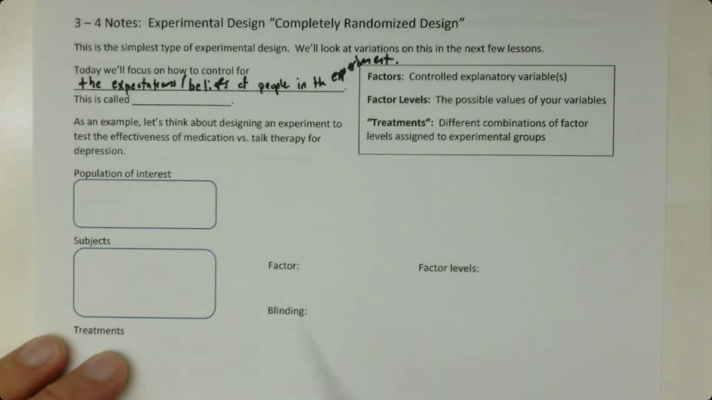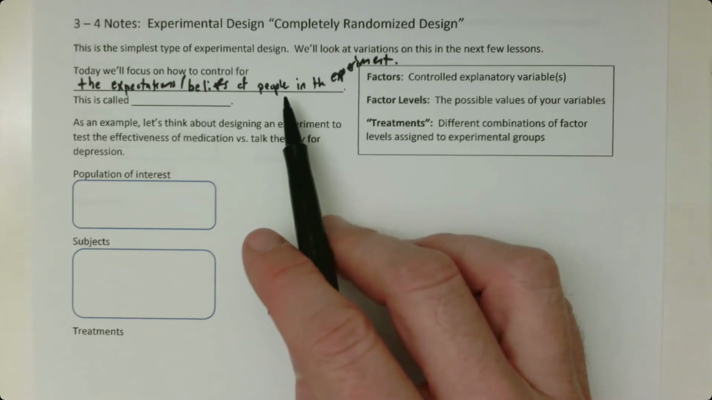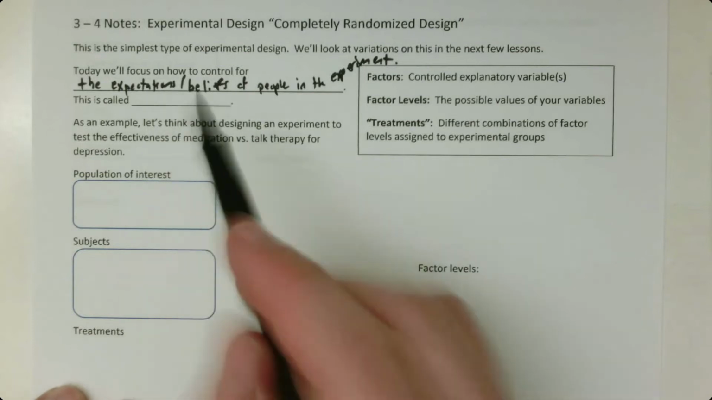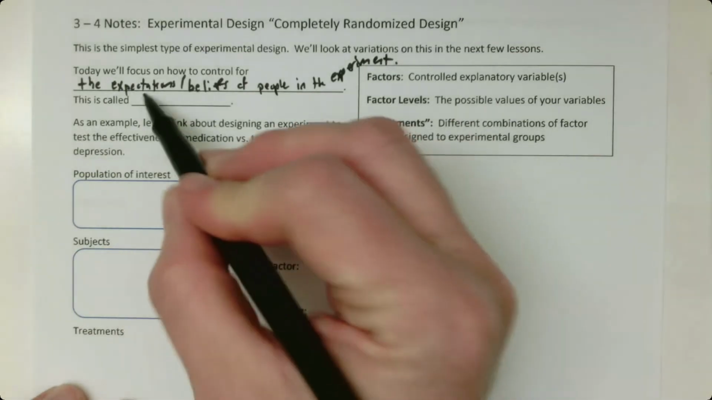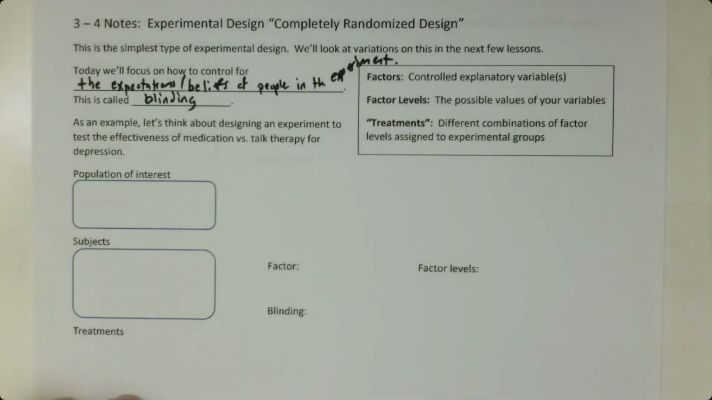And so the people could be either the subjects who are part of the experiment, or it could be the experimenters themselves. So if we are going to try and control for the effects of people's expectations or beliefs, this is called blinding. And you might have heard of a double-blind experiment as being like the gold standard of scientific experimental design. And so we'll talk about what is single blinding, what is double blinding, kind of how do you do it.